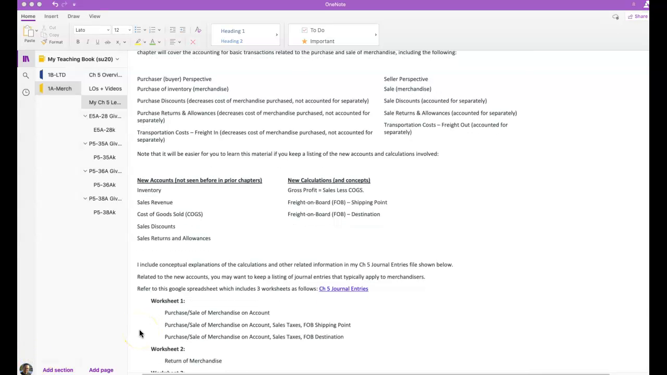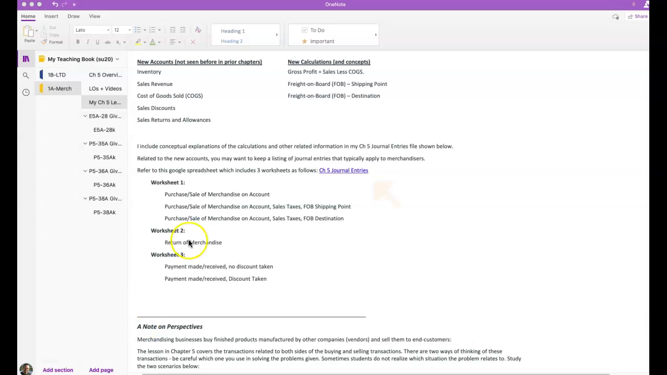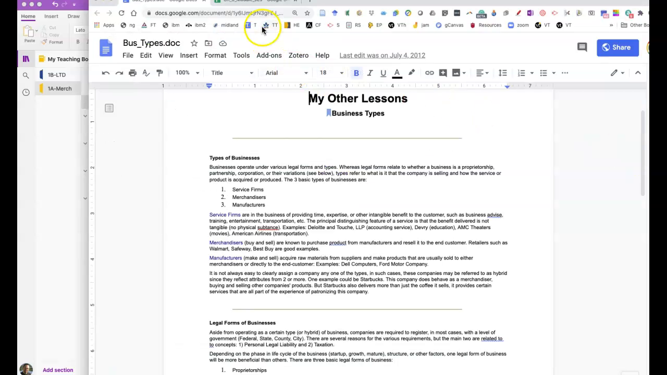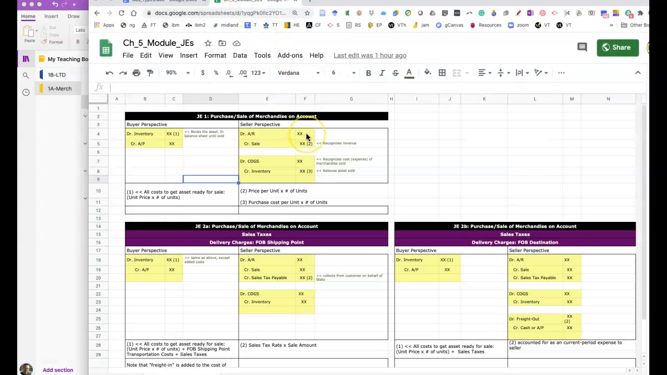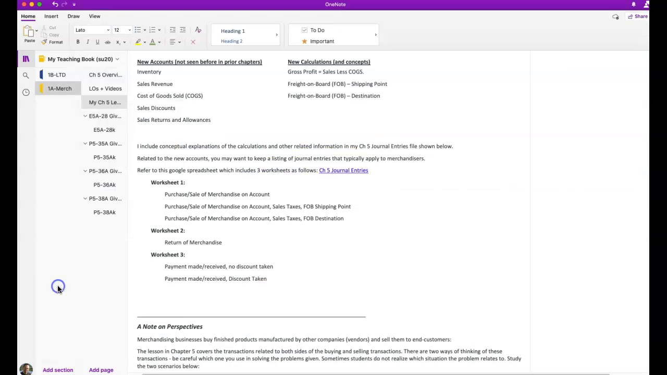For this chapter, I am also including in my lecture notes a handout showing what I call generic journal entries, or JEs, that illustrate the basic journal entries for the standard transactions in this chapter, with conceptual explanations, not numbers. I highly recommend that you study these types of handouts.